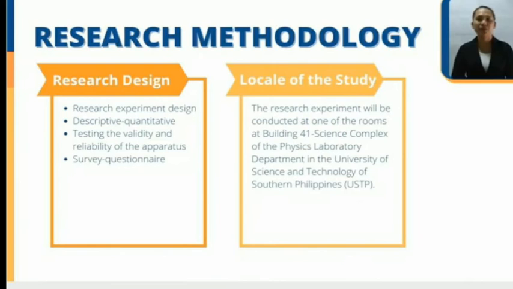A survey questionnaire will be constructed to determine the respondents' perception towards the functionality of the improvised apparatus, especially in getting the variables indicated in the laboratory sheets provided to them. The research experiment will be conducted at one of the rooms at Building 41, Science Complex of the Physics Laboratory Department in the University of Science and Technology of Southern Philippines, USTP. So, the study will select the respondents to be subjected as the experimental group utilizing the improvised laboratory apparatus in linear momentum.